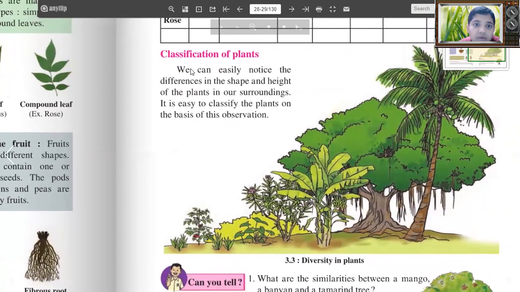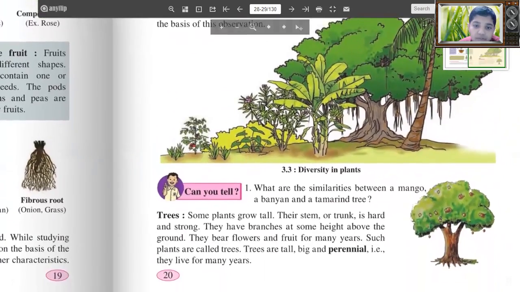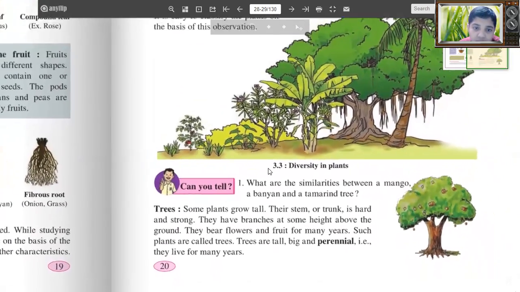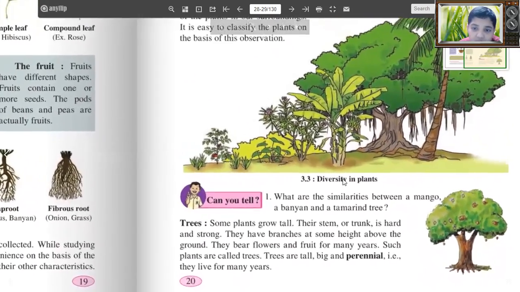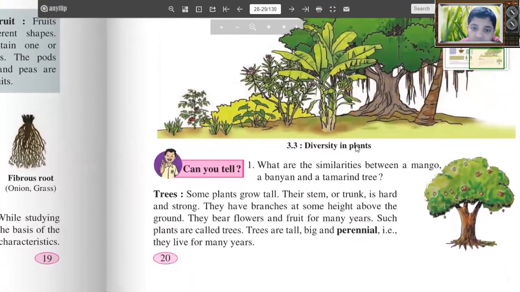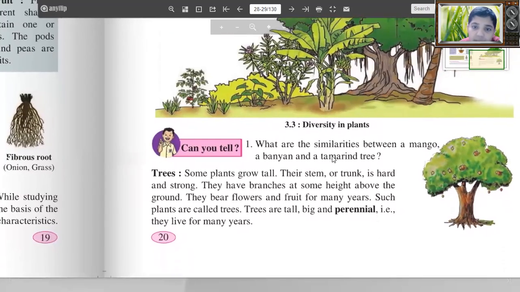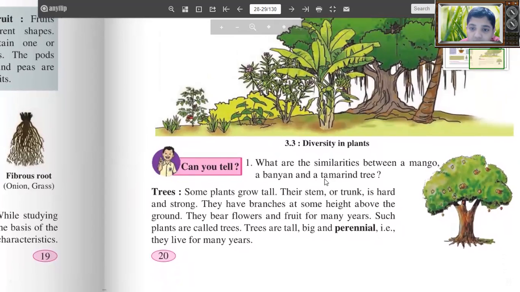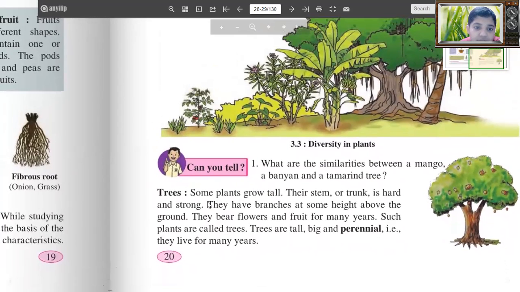Classification of plants. We can easily notice the differences in the shapes and height of plants in our surroundings. It is easy to classify the plants on the basis of this observation. Can you tell what are the similarities between a mango, a banyan, and a tamarind tree?